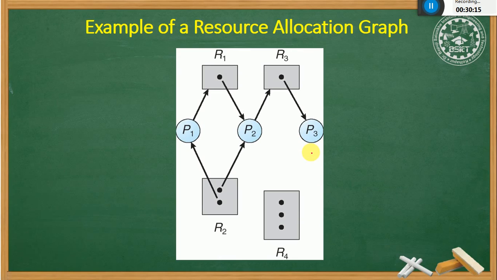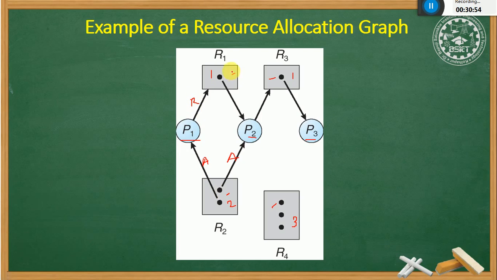In this situation, we have three processes P1, P2, P3, and we have four resources R1, R2, R3, and R4. R1 resource has a single instance, R3 resource has a single instance, R2 resource has a double instance, and R4 has three instances. So R2 can be used by two different processes. It is allocated to P1 and P2 at a time.